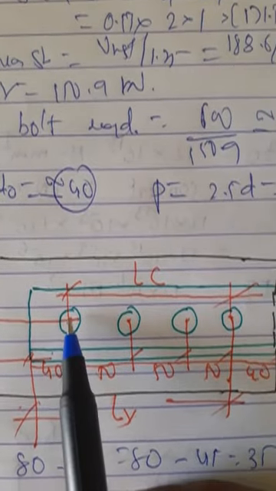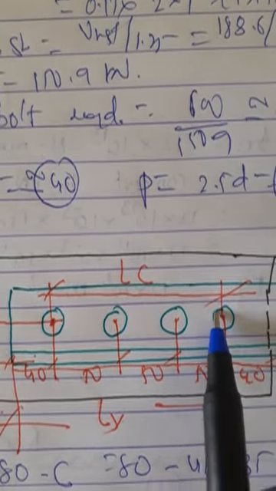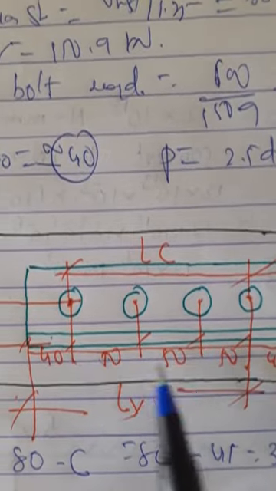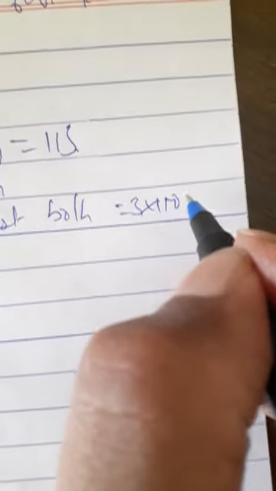Here, this distance from this bolt center is nothing but 150 plus 150 plus 150. So LC is equal to 3 into 150, which is 450 mm.